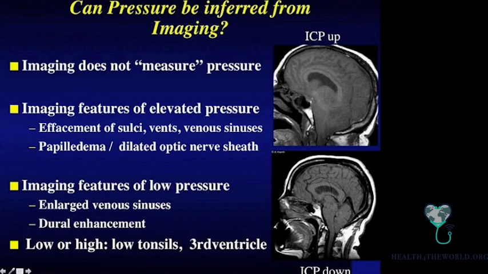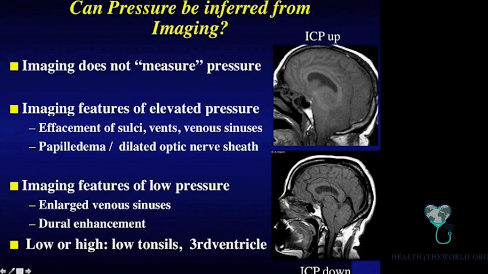And here we have a patient with increased intracranial pressure. And in fact, you can't see any of the normal, this is a sagittal MR. You can't see any of the normal cisterns around the brainstem, the fourth ventricle. We don't really see the transverse sinus or sagittal sinus very well. And these are features of increased intracranial pressure. Papilledema, of course, clinically, and dilated optic nerve sheaths on imaging.